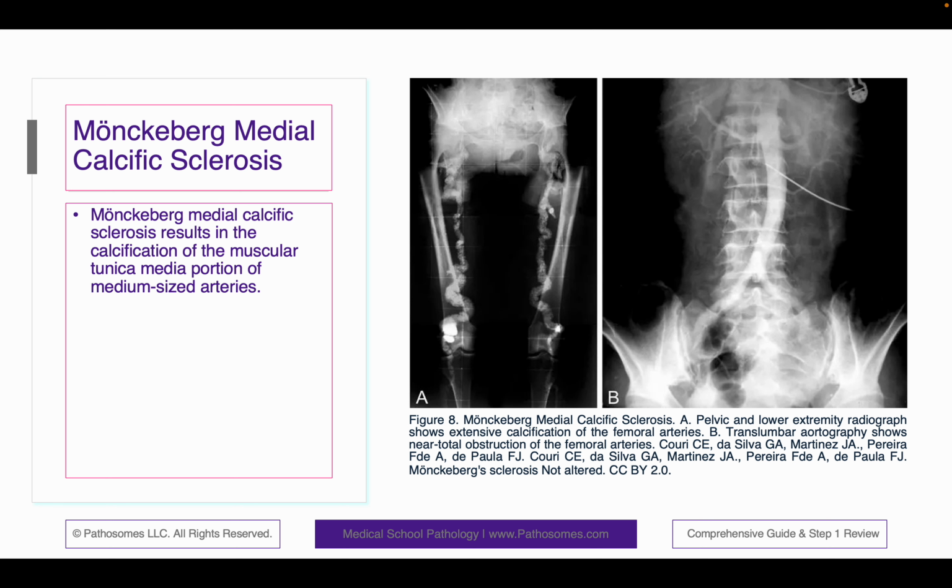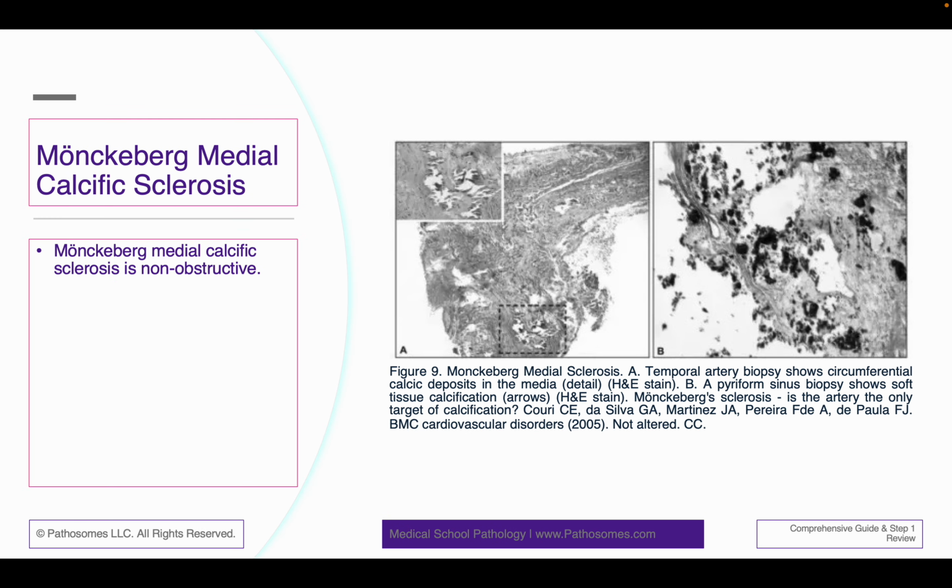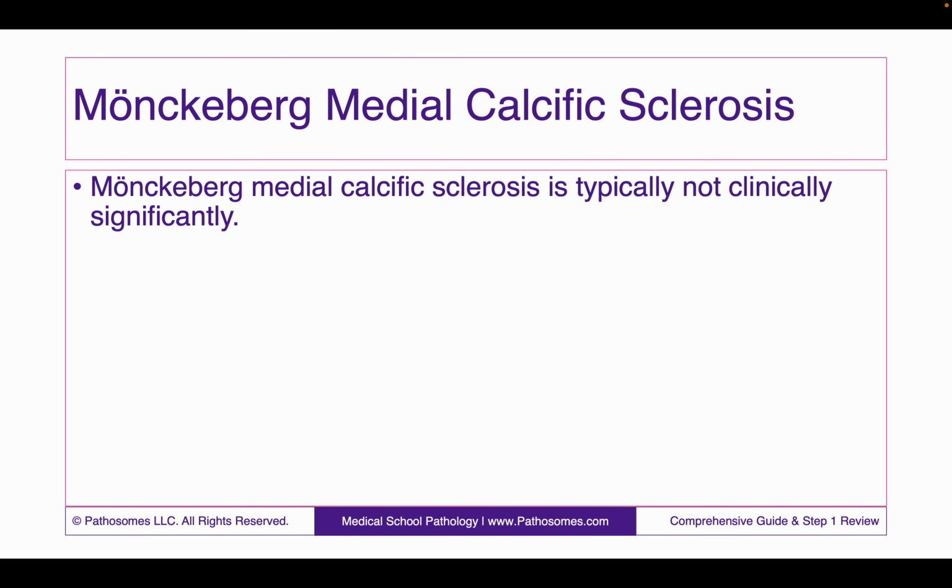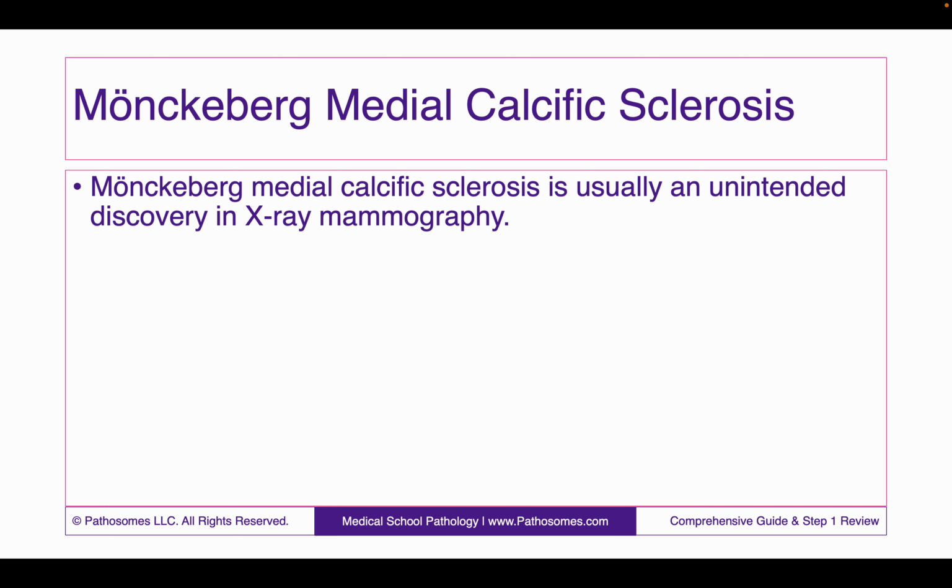Monckeberg Medial Calcific Sclerosis results in the calcification of the muscular tunica media portion of medium-sized arteries. It tends to be non-obstructive, is typically not clinically significant, and is usually an unintended discovery in X-ray mammography.